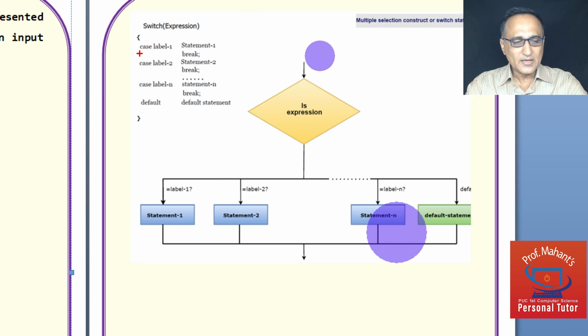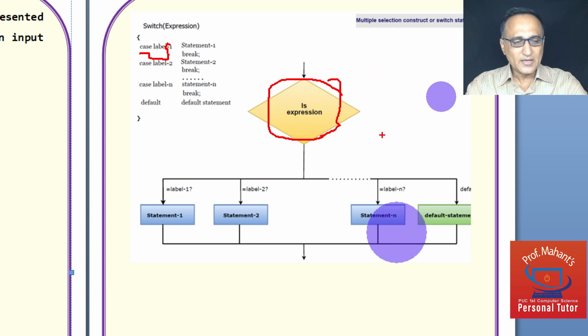What is happening here is case label 1. In our case, it was case 1, case 2, case 3 and default. Here you have the switch expression. In our case, what was the expression? It was the day number. So this is the normal way of depicting it, the textual way, and this is the graphical way.